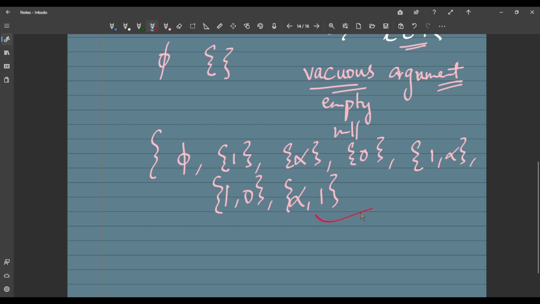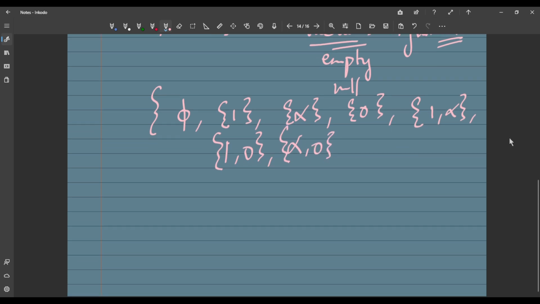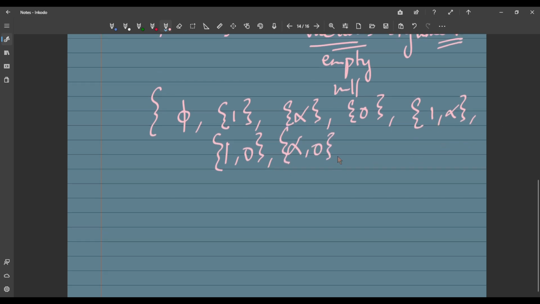Well, this is the same as this because the ordering in sets doesn't matter. As we saw, it's just a collection of elements, so you don't need to write this again. So we avoid writing that, and we write one more 2 element subset that there is, alpha and 0. I think I have not written this. Yes, so there will be 3 2 element subsets, and there will be one more subset, 1 alpha and 0.